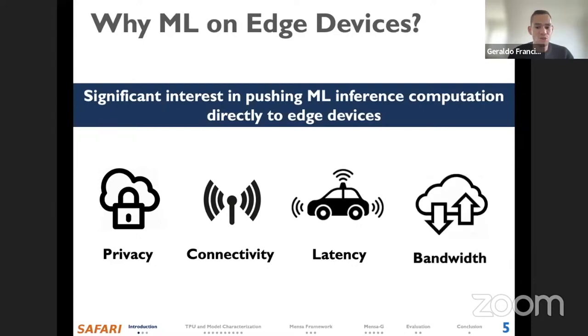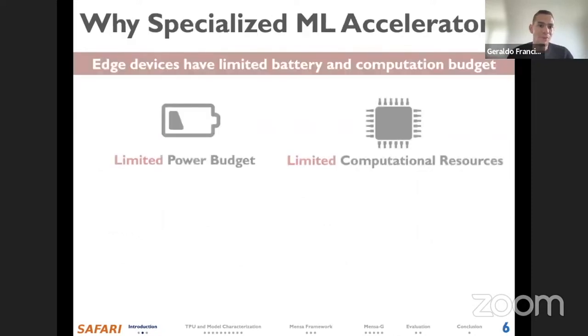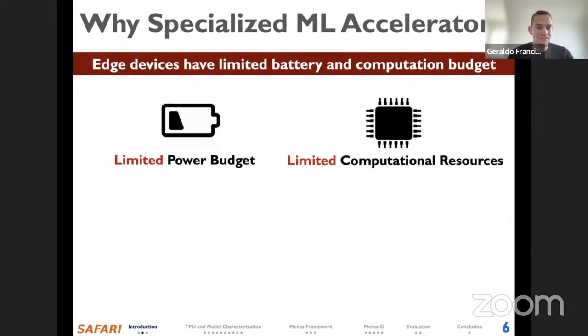And also in terms of bandwidth, because you are no longer limited by the network bandwidth. But there is this problem because edge devices are pretty limited in terms of power budget and computational resources.